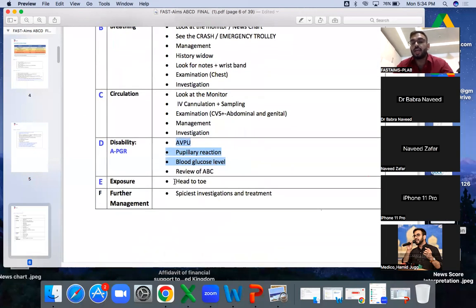Then it is exposure. Exposure is head to toe. We are going to talk about that, and I need to do a complete examination for that. I need a chaperone. It is where you are assessing the patient completely. Since D was our emergency, now it is not an emergency. E is to identify the cause, to not let anything go unnoticed. Then there is the further management, where you have to give your final management. So this is our approach.